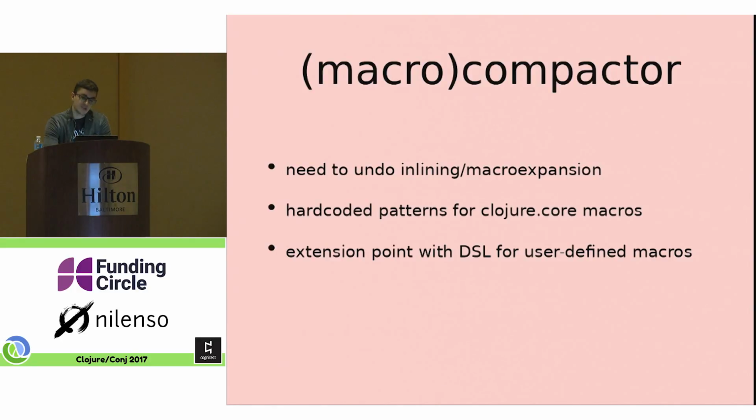And a very interesting phase now is the macrocompaction, which needs to undo macro expansion and undo inlining. And if you know a bit about macro expansion, you're going to know that it's technically impossible to undo it because it's a problem equal to solving the halting problem. So what we do instead, rather than trying to solve an impossible to solve problem, is we use some heuristics and pattern matching to undo this in a best case way.